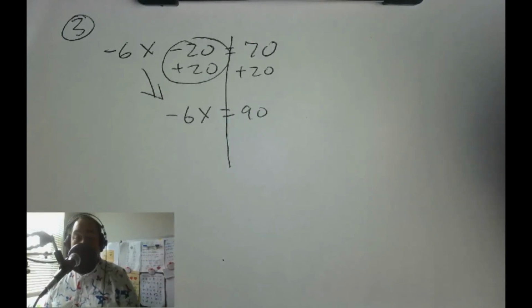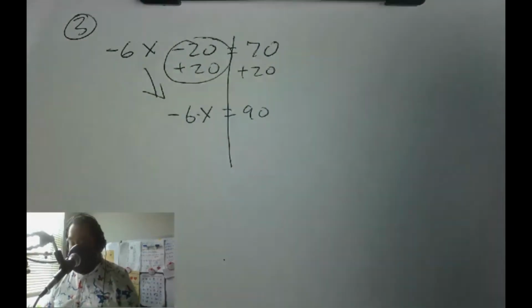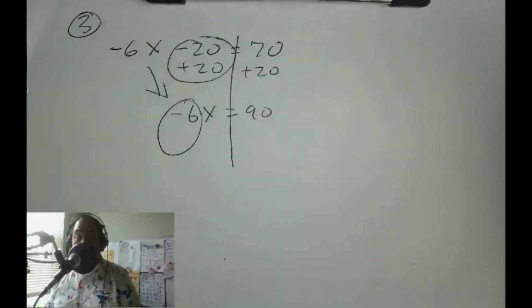Now my next step is I use multiplication or division to remove that coefficient. So in front of the x I have a negative 6. So this is negative 6 times x. I'm getting rid of this negative 6. So the opposite of multiplying is going to be dividing.